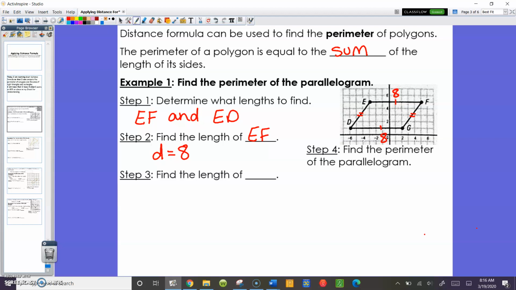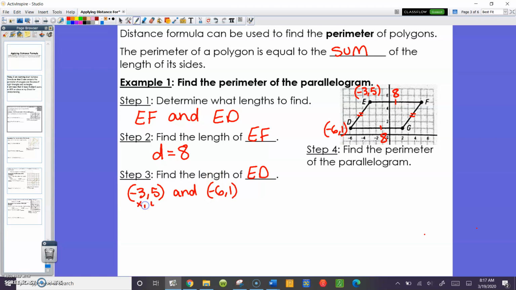Now, in order to find the length of the other two sides, I'm going to find the length of ED. This is a diagonal line, so I am going to have to use the distance formula. Let's find the ordered pairs. The ordered pair for E is -3, 5, and for D, it is -6, 1. Let's write that down: -3, 5 and -6, 1.